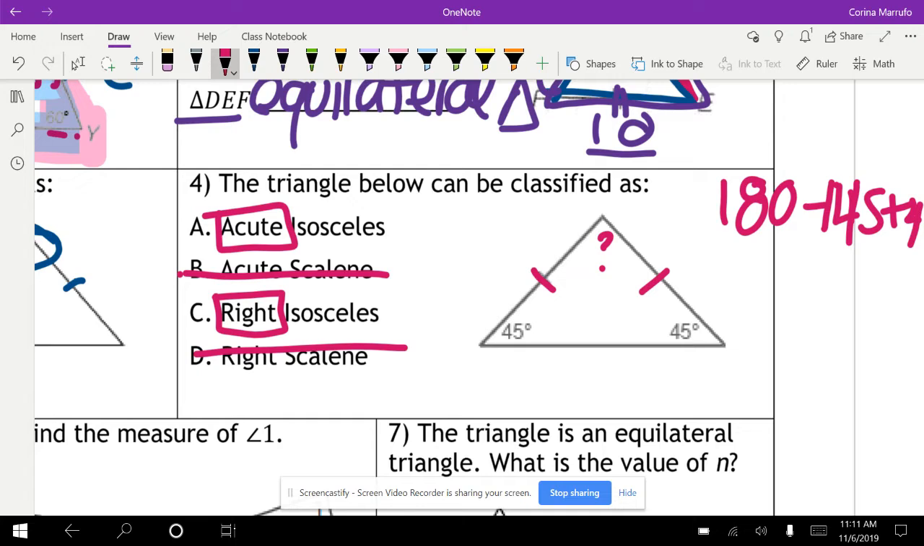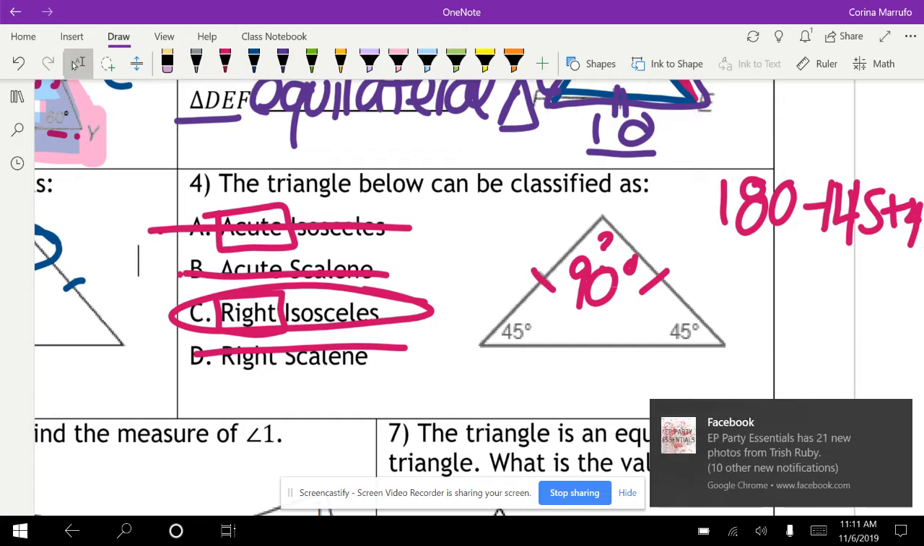Oh, well, I'll just put it like that. And that's going to give us 90 degrees. So that's going to make it a right angle. All right, 5.